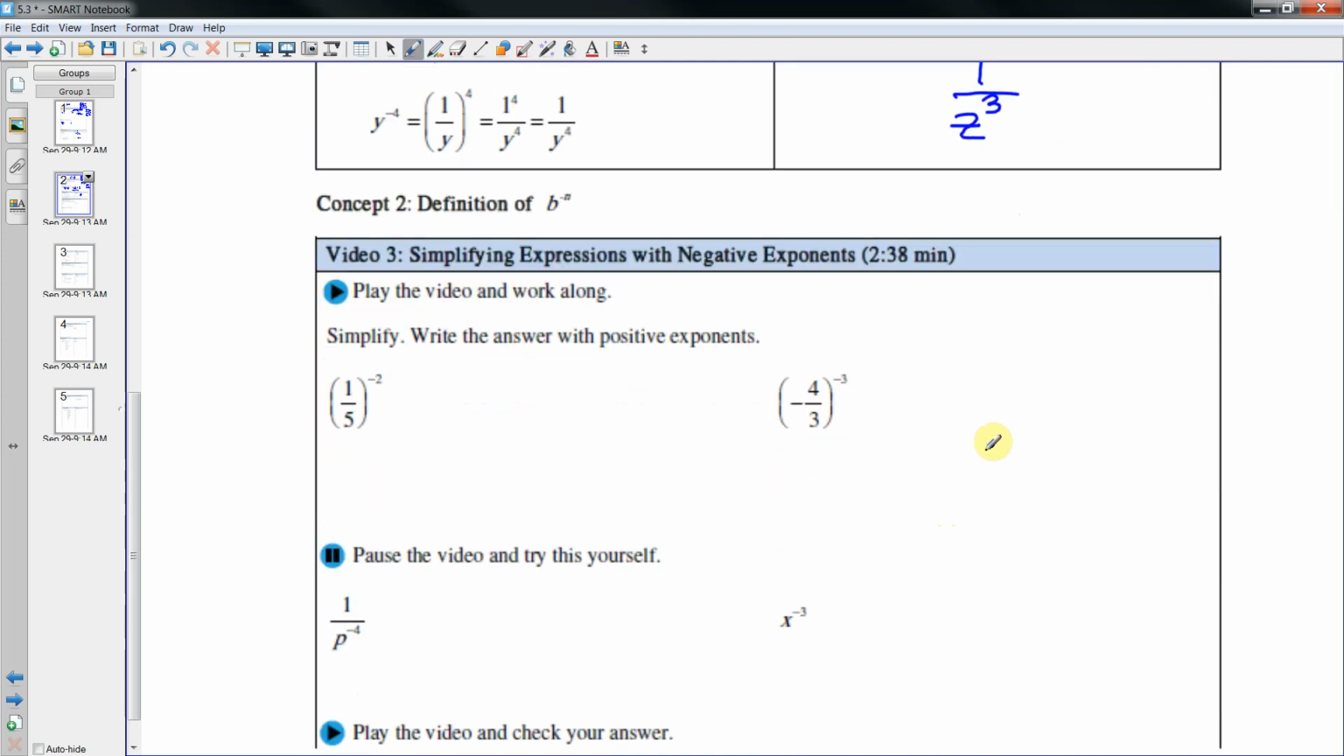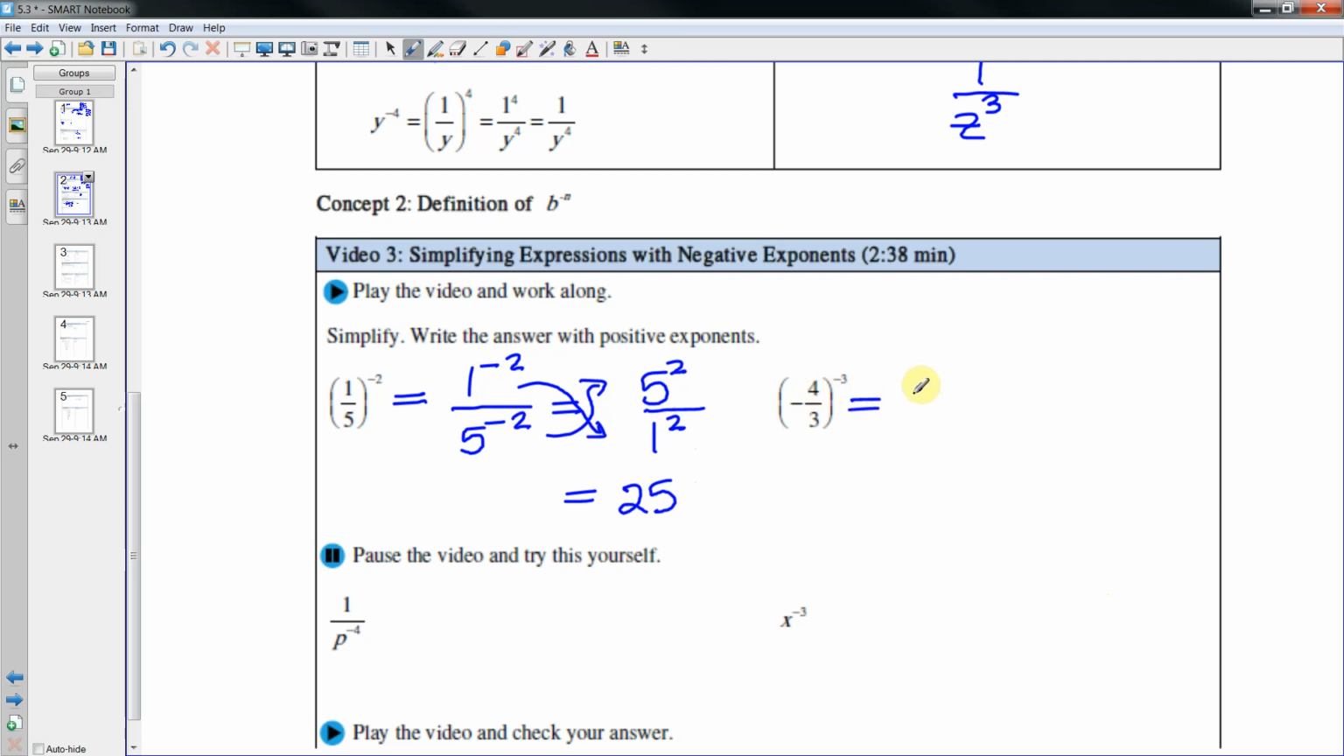Alright, so here are some where we have fractions. Again, I like to use my power rule first, so I'll simplify these. Anything in the parentheses is getting the power. So 1 to the negative 2, 5 to the negative 2. Now, neither one of these bases is happy. They need to move. So the 5 to the negative 2 is going to come to the top and become 5 squared. The 1 to the negative 2 comes to the bottom and becomes 1 squared. Well, 1 squared is just 1, so I really just have 5 squared, which would be 25.